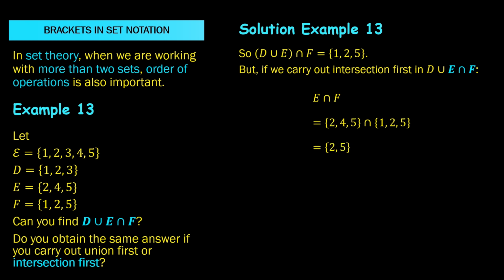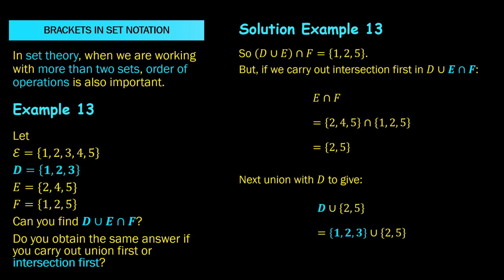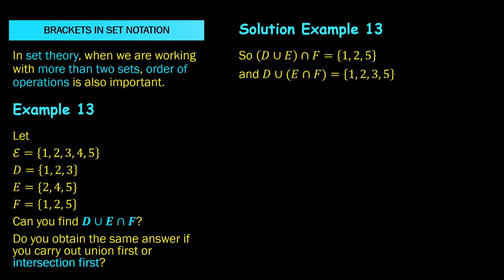Now let's union this with D, to give {1, 2, 3} union {2, 5}. And this gives us {1, 2, 3, 5}. Therefore, D union (E intersect F) equals {1, 2, 3, 5}.